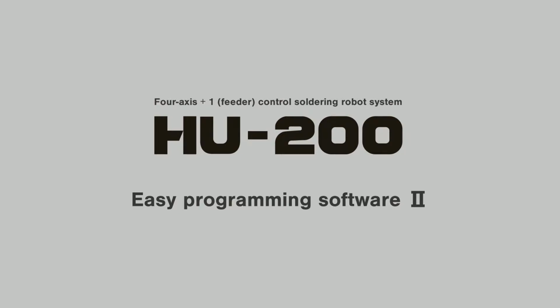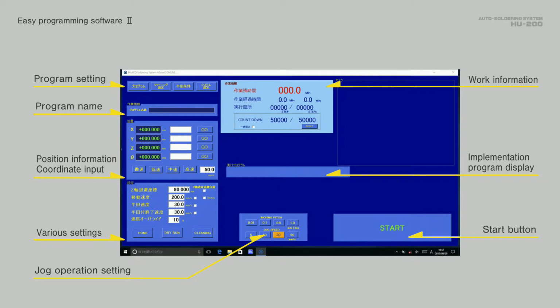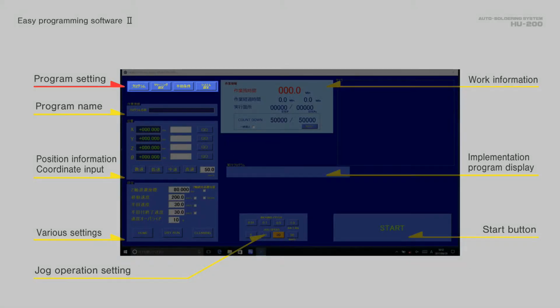Description of the startup screen for the basic program of HU-200, Easy Programming Software 2. Button to open the 4 program setting screens, including Program, Cleaning Setting, Soldering Condition, and System Setting. Display of running program name.